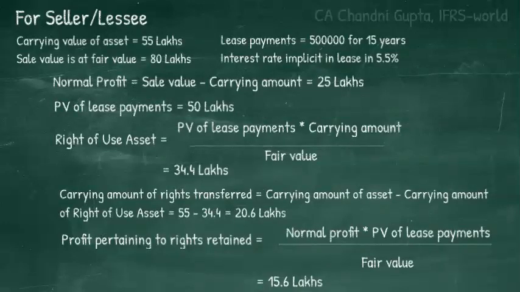Therefore, to calculate the profits pertaining to the rights transferred, we first calculate the profits that pertain to the rights retained. Using the same formula as the right of use asset, we take normal profit times the present value of the lease payments, which represents the fair value of the lease transaction, divided by the fair value, and we arrive at 15.6 lakh rupees. That represents the part of the normal profit, the part of 25 lakh rupees of profit, which pertains to the rights that have been retained, which we are not going to recognize upfront in P&L.